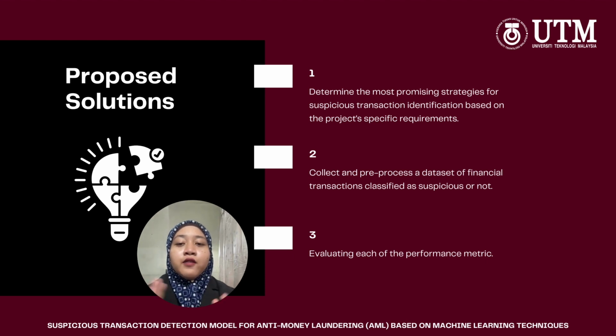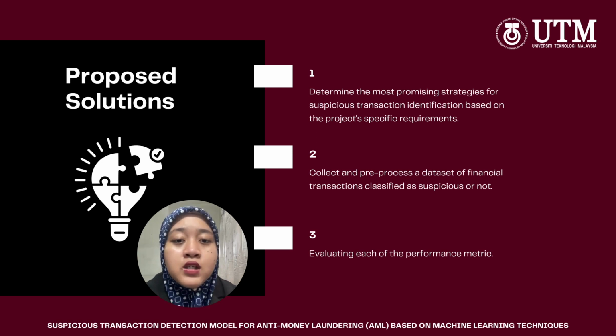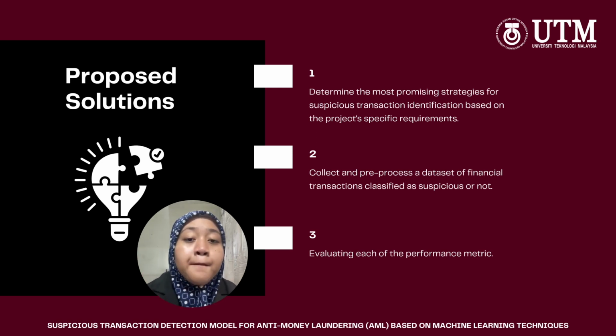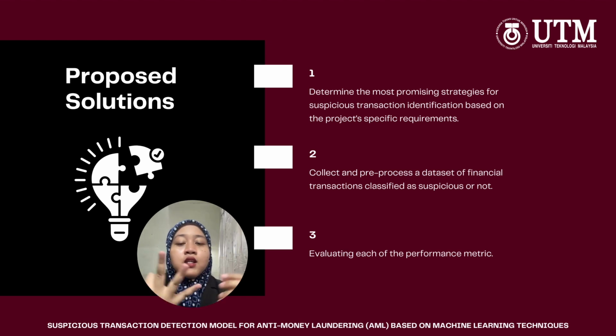So we have come to the best part of this presentation, which is the proposed solution. I have listed three main proposed solutions. The first one is to determine the most promising strategies for suspicious transaction identification based on the project's specific requirements. The three machine learning models that I have listed are artificial neural networks, the second one is support vector model, and the last one is random forest. All of these three will be explained thoroughly after this.